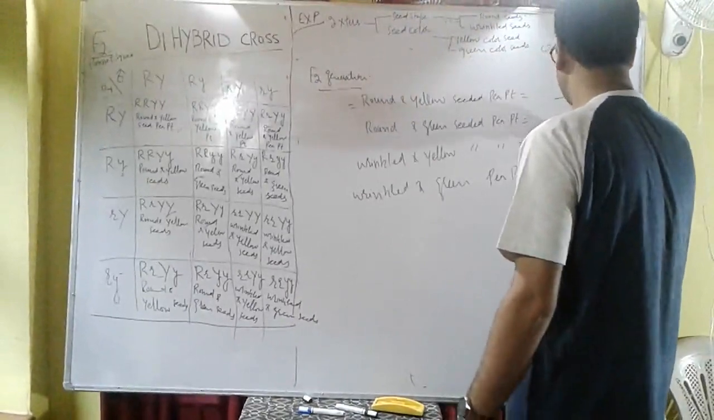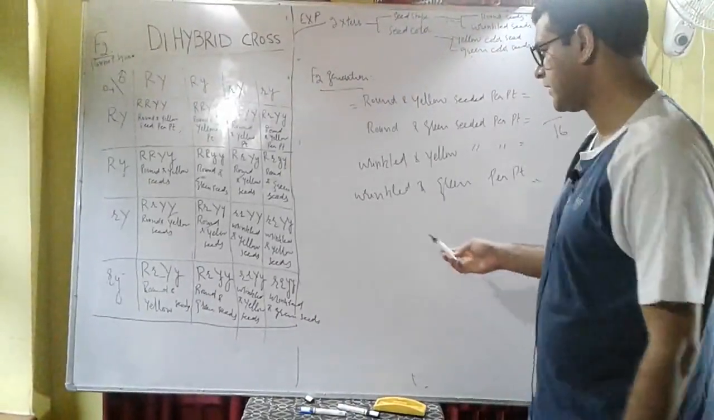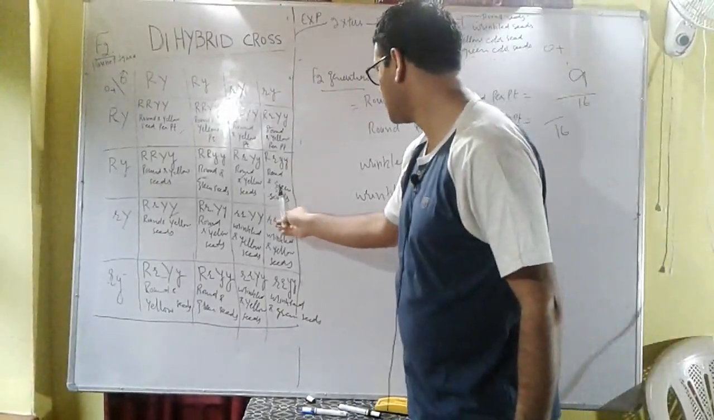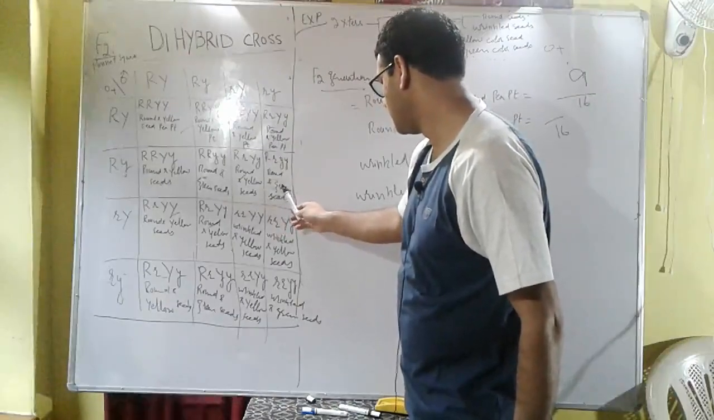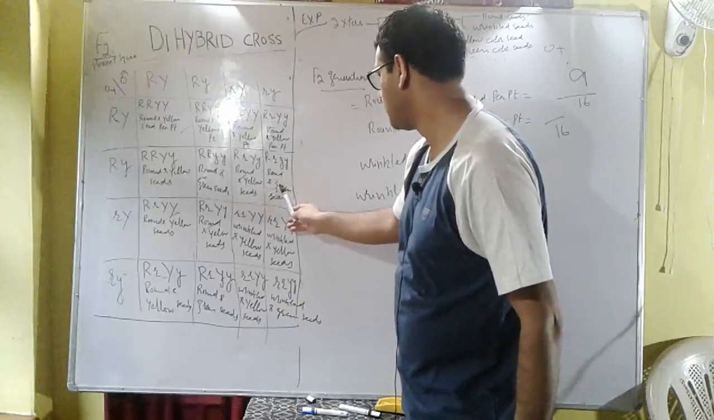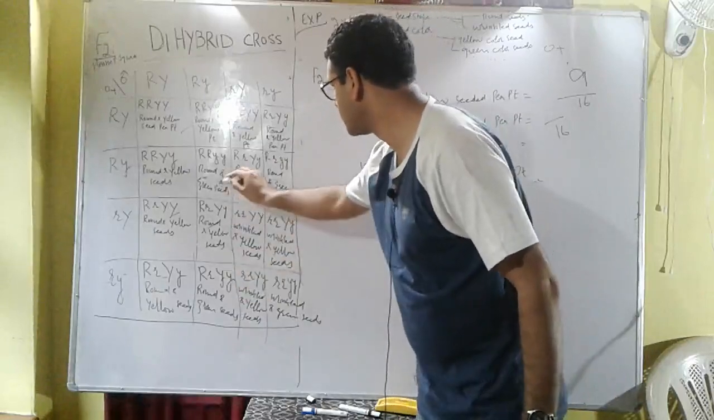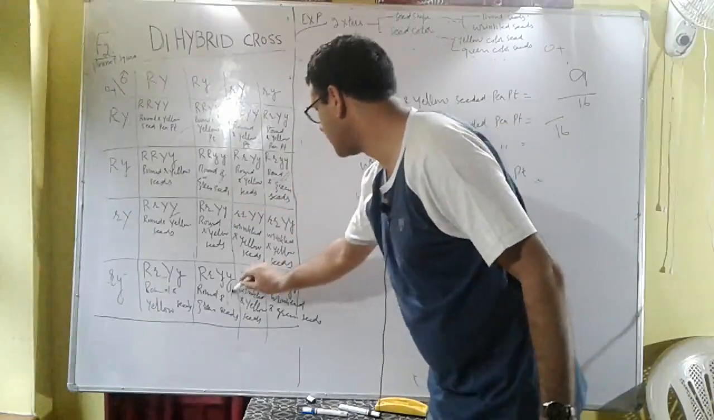Out of 16, how many are round and green? This is 1, 2 and 3. Round and green seeded.